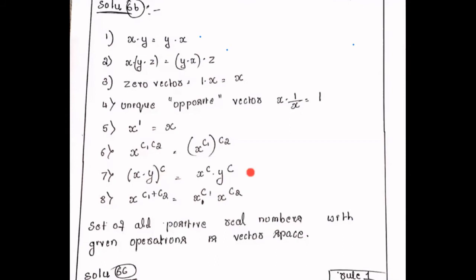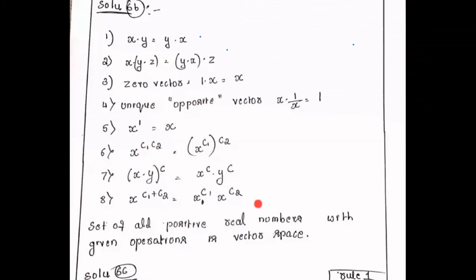You substitute some value for x and y. Substitute x is equal to 1, y is equal to 2, c is equal to 3. What happens then? 1 to the power of 3 into 2 to the power of 3. That becomes 2 to the power of 3. The same answer you will get on the left hand side and right hand side for the real numbers. Okay. So that is also proved.